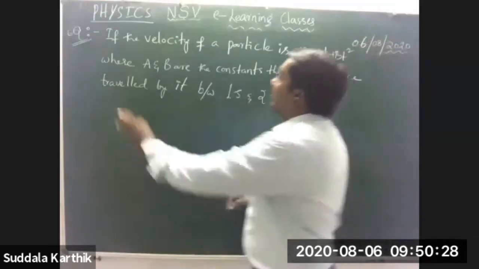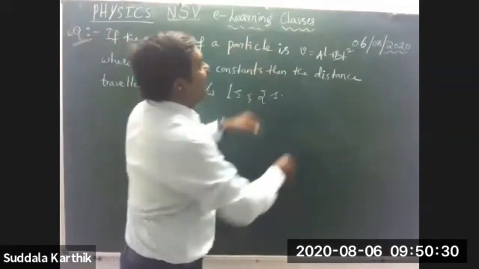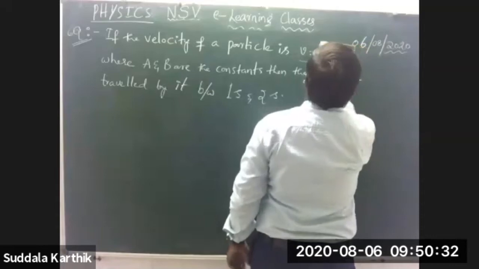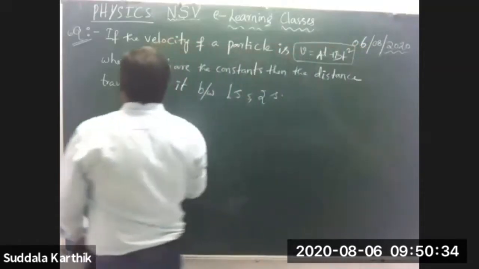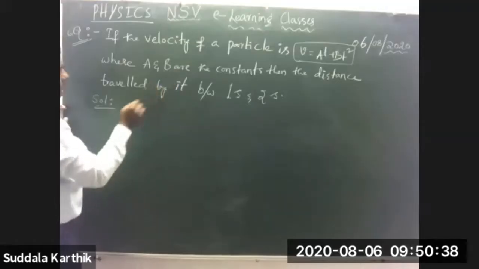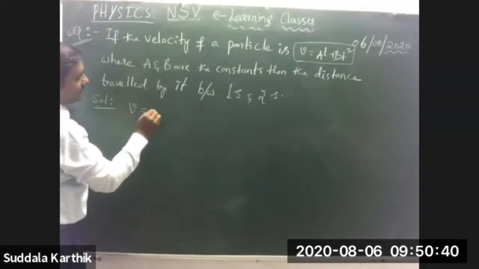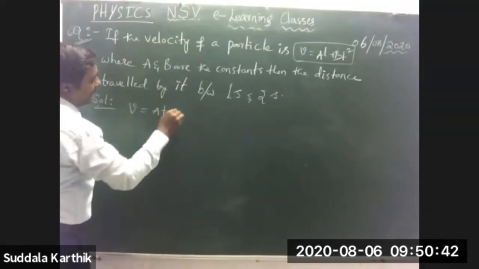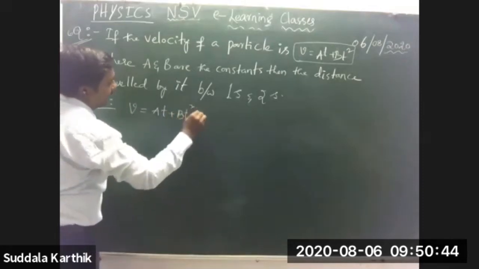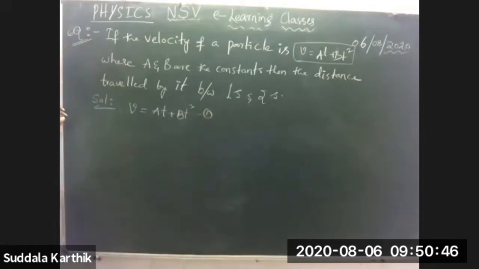If the velocity of a particle is given as v equals at plus bt square. Solution: I'm solving the question. So v is equal to at plus bt square, which is given. Let it be equation number 1.